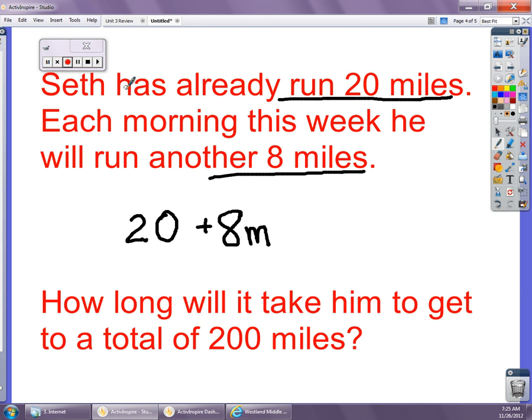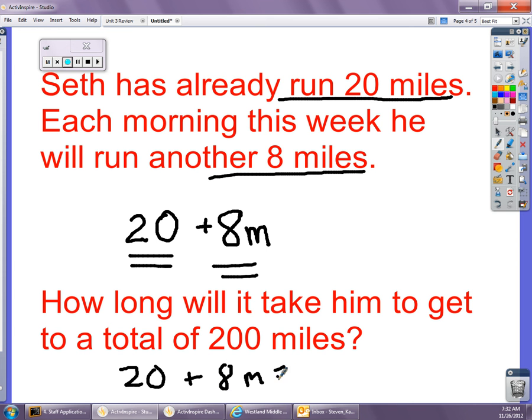And this is going to equal what the total distance is going to be. Remember, 20 was the starting point, it's what they already had, and it's plus 8m because you're gaining 8 miles every single morning. And then how long will it take him to get a total of 200 miles? Since this will get you your total, to do this part, you make it into an equation by doing 20 plus 8m, but this time it equals 200.